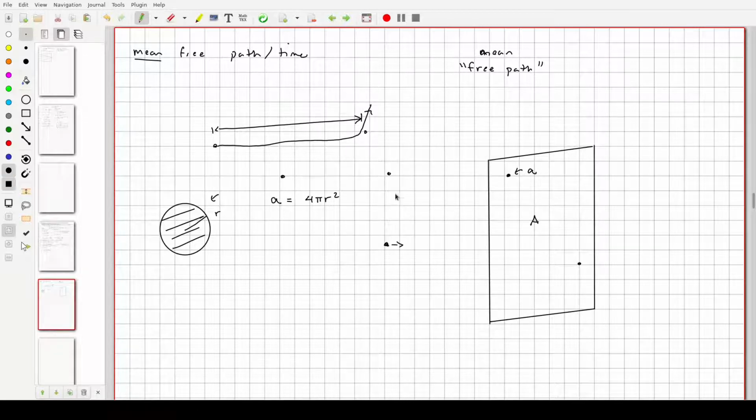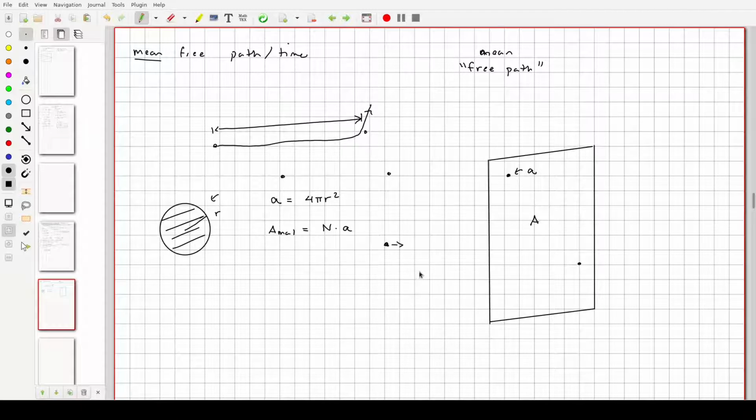Now, if I think about how frequently these things may fly through and hit neighbors, the total area of all the molecules present that I could hit would be the number of atoms, or molecules, times the area of one of these that might be available.